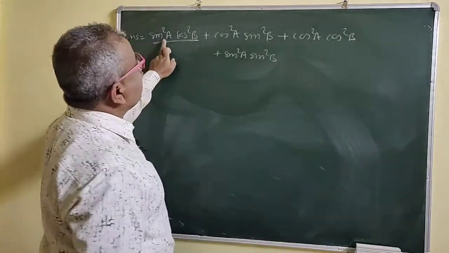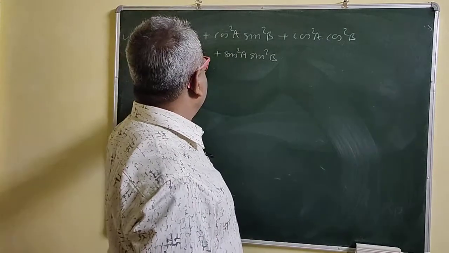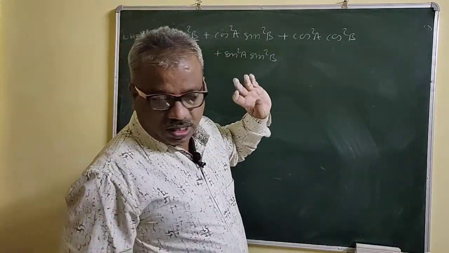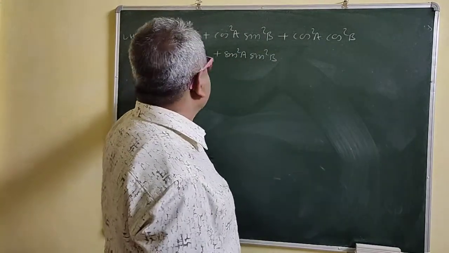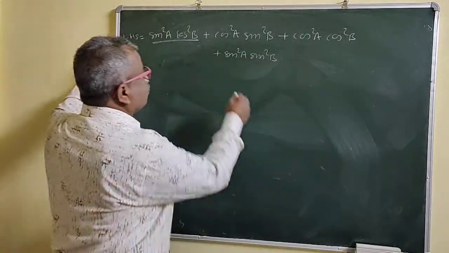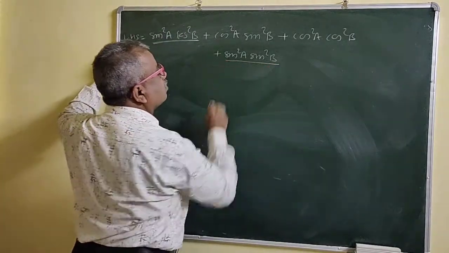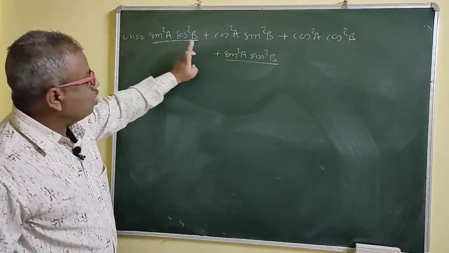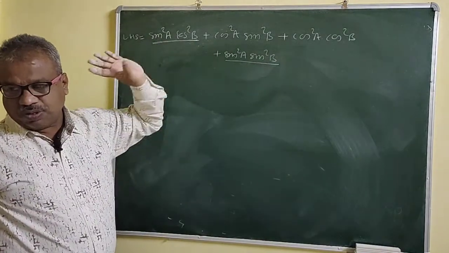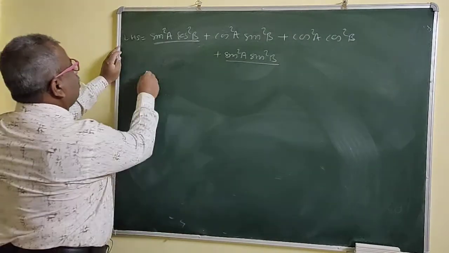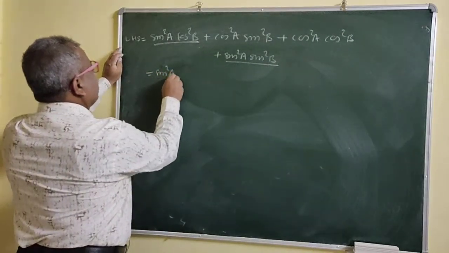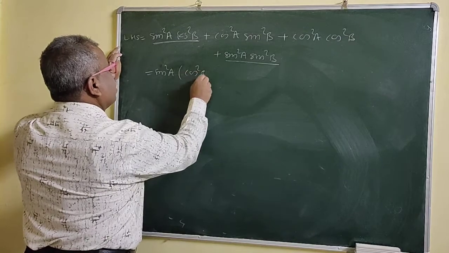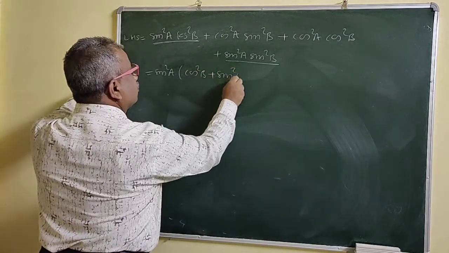And if you take sin square A common, you should get cos square B plus sin square B. Is there the term sin square A sin square B? Yes, there is. So we'll take sin square A common. What we get then? Cos square B plus sin square B, and that will be 1. So here we will take sin square A times cos square B plus sin square B.